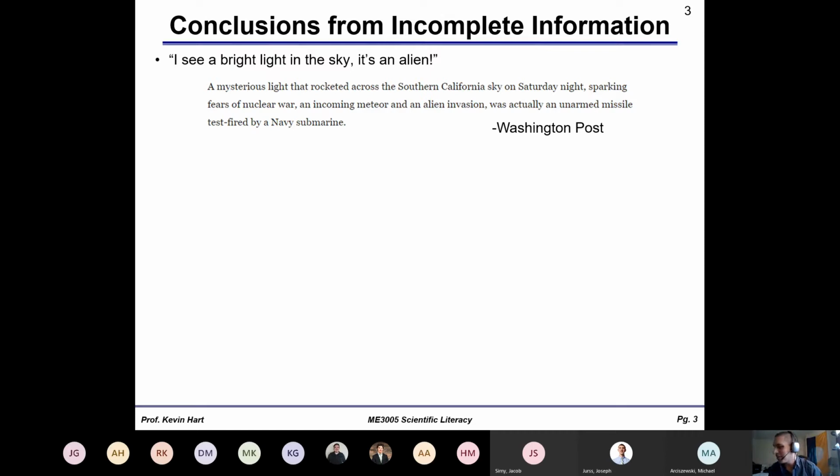So the Washington Post: a mysterious light that rocketed across the Southern California sky on Saturday night, sparking fears of nuclear war, an incoming meteor, and an alien invasion. These are all people jumping to conclusions about what this light is with incomplete information. It was actually an unarmed missile test fire by a Navy submarine. Okay, there's a perfectly plausible explanation for what happens, but because people are so steeped in uncomfortable ideas of not knowing what it is, they have to jump to some conclusion that they don't really know.